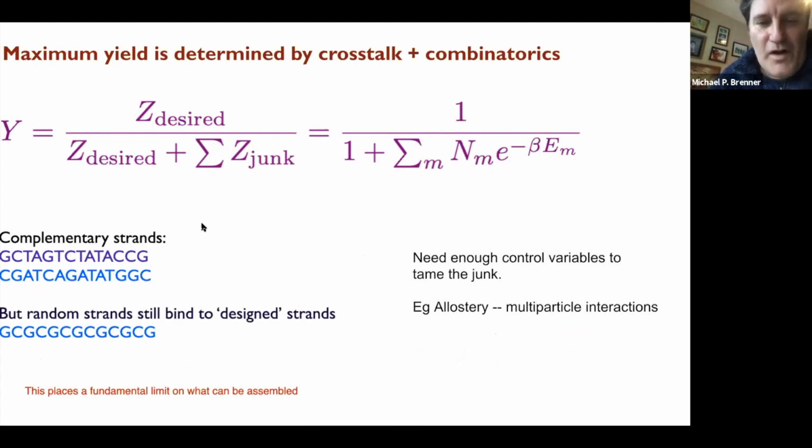Now, one comment is that in any system that I'm aware of, including the ones that we will talk about experimentally towards the end, there's always crosstalk. If you're designing interactions with strands of DNA, and the two particles have two complementary strands, random strands still bind to these, and that still limits yield. So in the DNA nanotechnology business, for example, a huge amount of work goes into finding annealing protocols to make things work, which are really about taming everything else. And that is hard and puts a fundamental limit on what can be built.